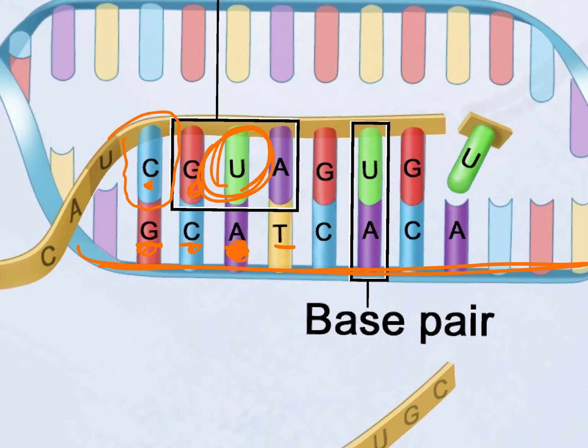So you can see it keeps building like this. Wherever there's a C on the DNA, the RNA gets a G. Wherever there's an A, the RNA gets a U. Look again, wherever there's a T on the DNA, the RNA gets an A. Whenever there's a G on the DNA, the RNA gets a C.